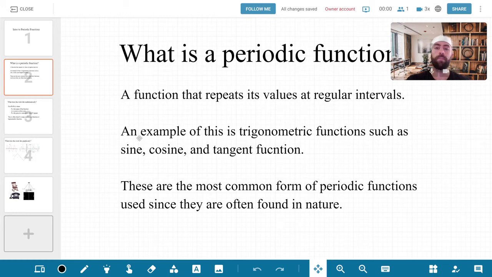A good example of this is a trigonometric function, the sine function, the cosine function, the tangent functions. There's secant functions and whatnot as well, but they're not used as often. The most common ones that are used are the sine and cosine ones, but periodic functions are important because they're so often found in nature and many of the things we do in daily life.